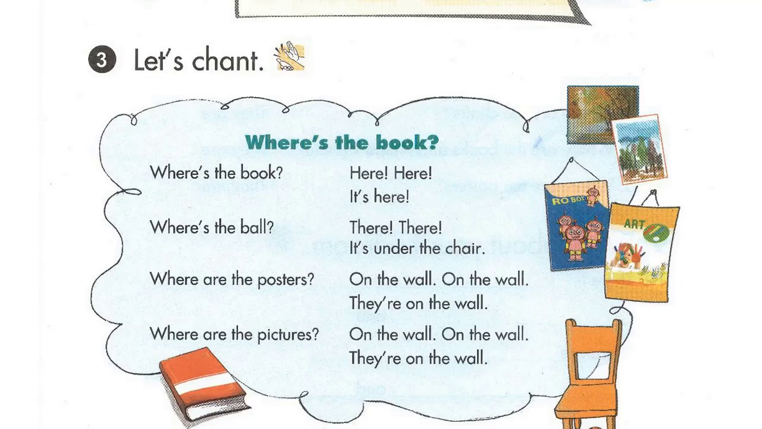Activity 3. Let's chant. Where's the book? 1, 2, 3, 4. Where's the book? Here. It's here. Where's the ball? There. It's under the chair. Where are the posters? On the wall. They're on the wall. Where are the pictures? On the wall. They're on the wall.